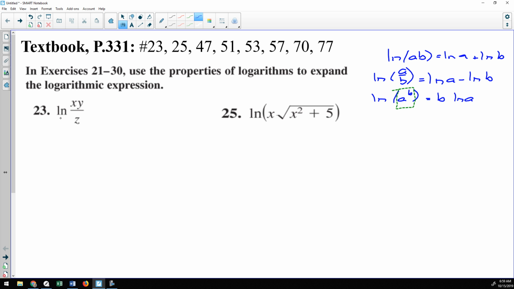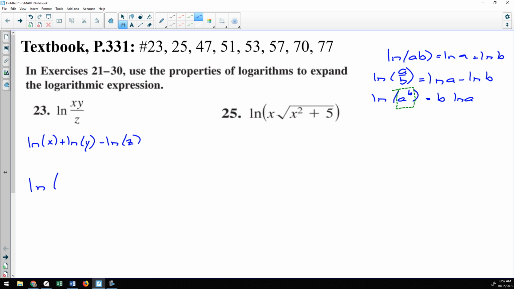So, number 23, notice that I have x times y in the numerator, and then I am dividing by a z. And the shortcut that I remember, or the method I remember, is that anything in the numerator is a positive log. So I have the ln of x plus the natural log of y, and then I'm dividing by the natural log of z. And so that is how that one will split up.